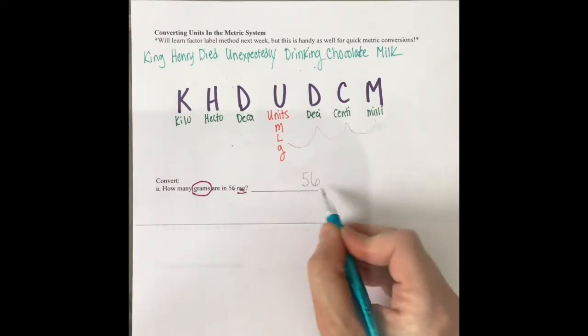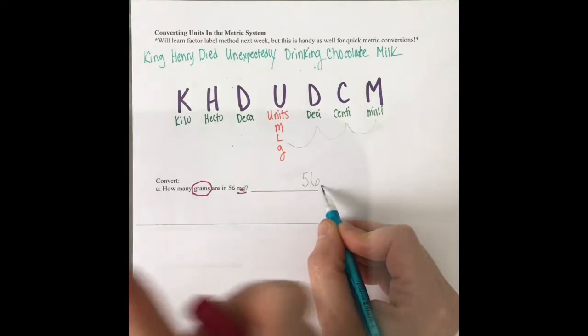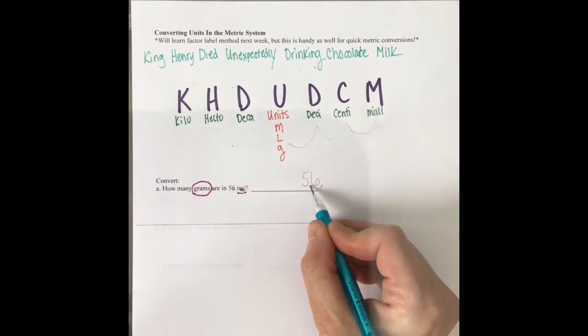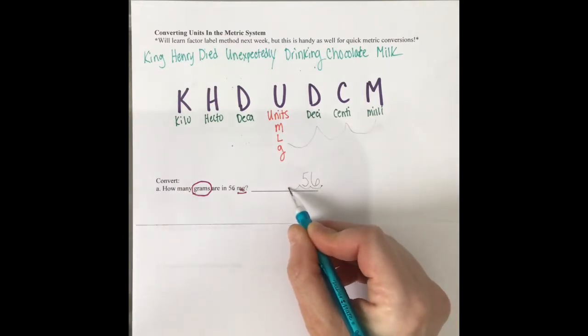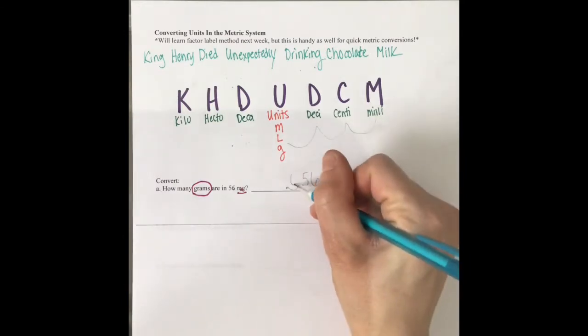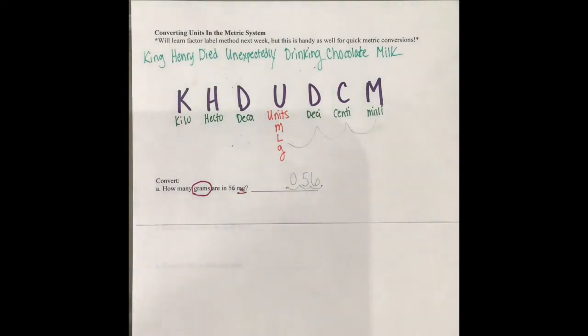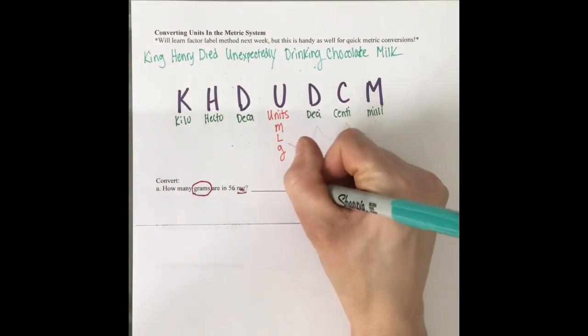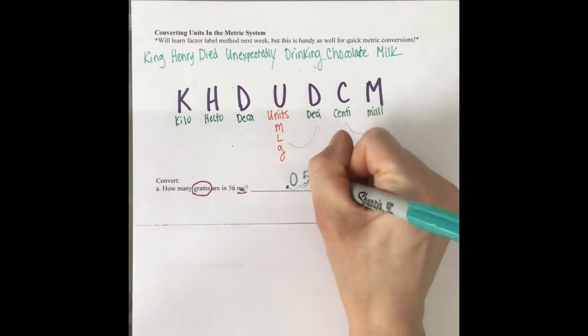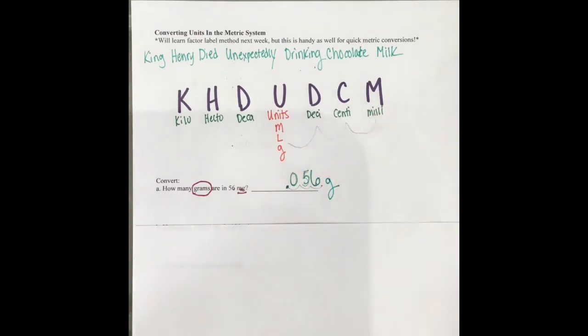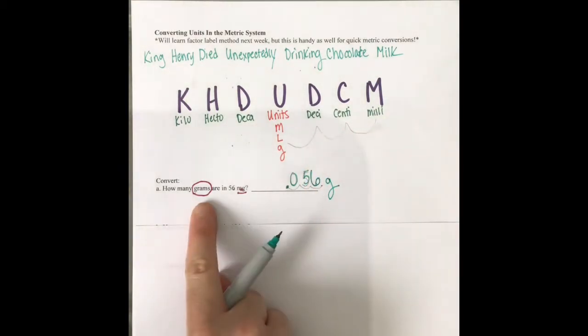Okay, so you're going to do that in your number. Where's my decimal if I don't have one? Always here at the end. I need to jump 3 spaces to the left. 1, 2, 3. Fill in a 0. So here's your answer. 0.056 grams. That's what I wanted to find.